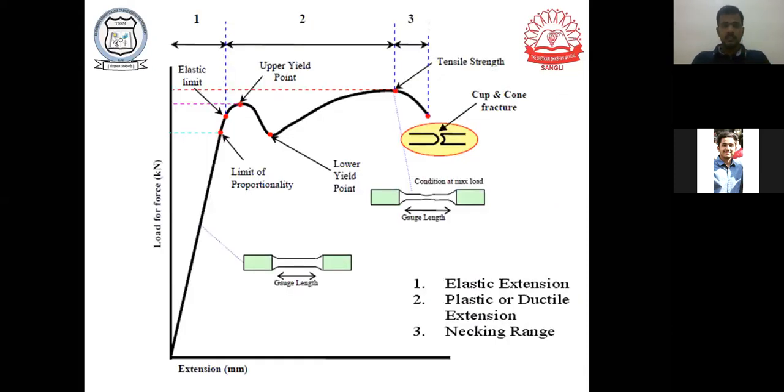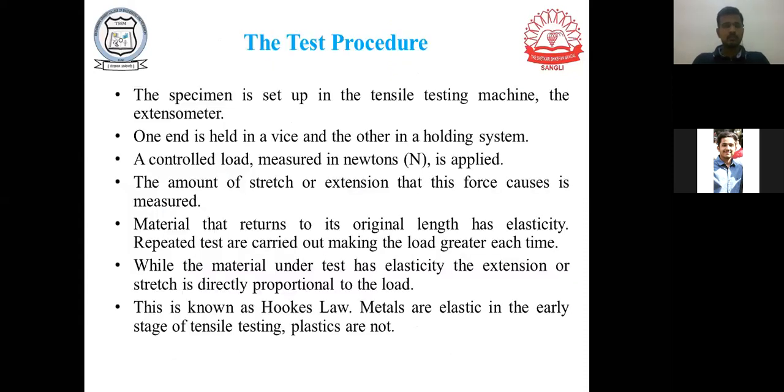First, I will repeat the procedure of the tensile testing, and then we'll go to the practical of the tensile test. Whatever the specimen, it may be of rectangular shape or circular shape. It is fixed in a machine, so one end of that specimen will be held in a vise, and the other end in the holding system provided by the machine. After holding the specimen properly, you need to apply a controlled load on it. Obviously that load will be in newtons.